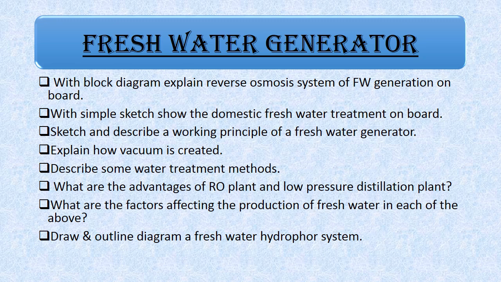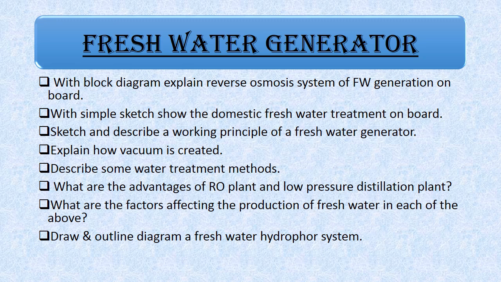Sketch and describe a working principle of freshwater generator. Simple: explain how vacuum is created. Important part: describe some water treatment method, any water treatment method you know. What are the advantages of RO plant and low pressure distillation plant? What are the factors affecting the production of fresh water in each of the above? So you have to explain the various factors like temperature, pressure, and the feed quantity of the water inlet. All these things need to be explained.